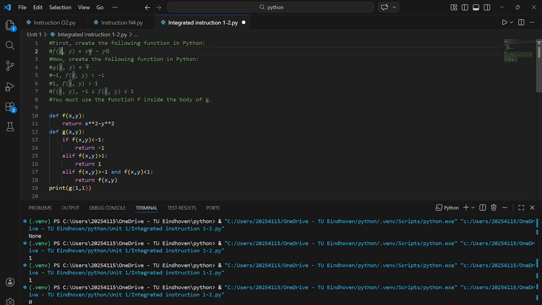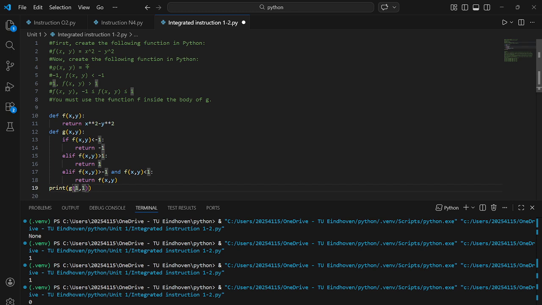f function which has x and y, and that function basically squares x. This is a typo. Squares x and then squares y, and then it's just the difference between the two. And then there's another function which is g of x and y, and it's a piecewise function that uses the other function, f of x and y. If the f function is smaller than -1, it just returns -1, which is what we have here. And if it's bigger than 1, it returns 1 regardless of how big the number is, and if it's any value in between, then it returns what the f function was.